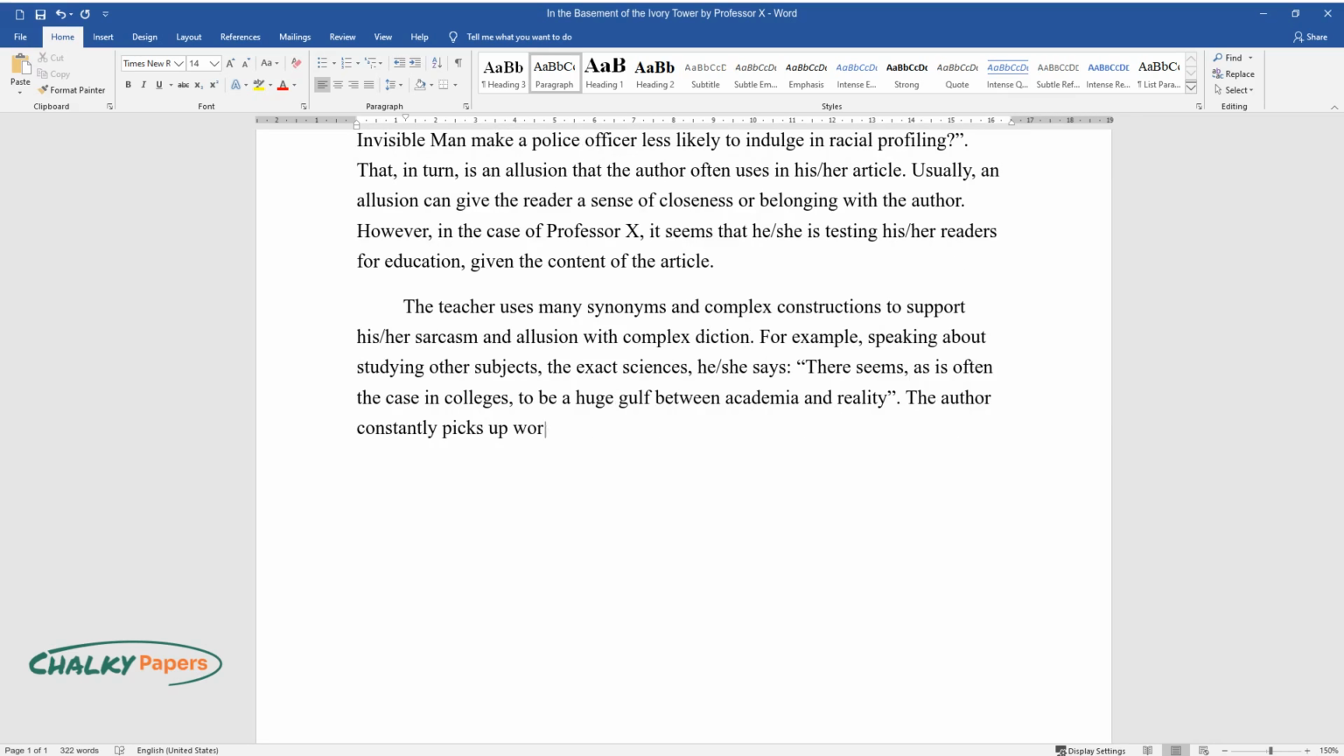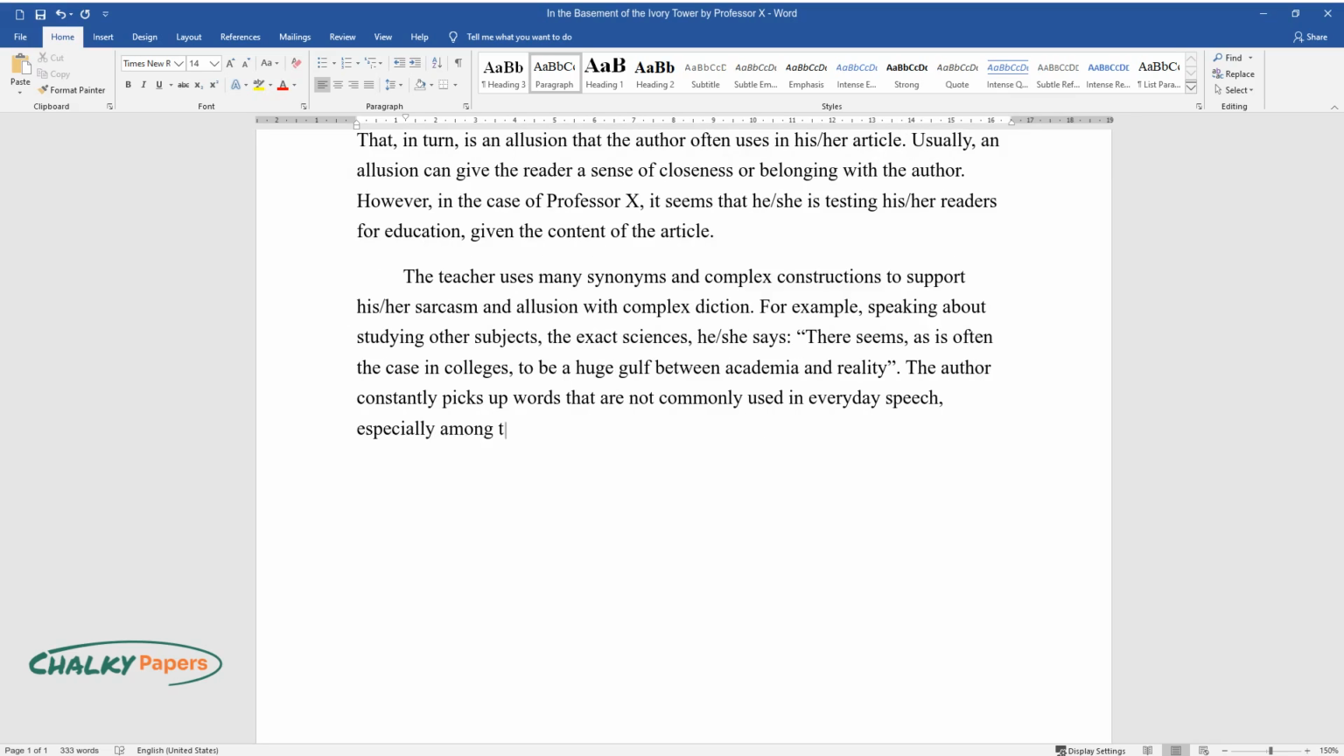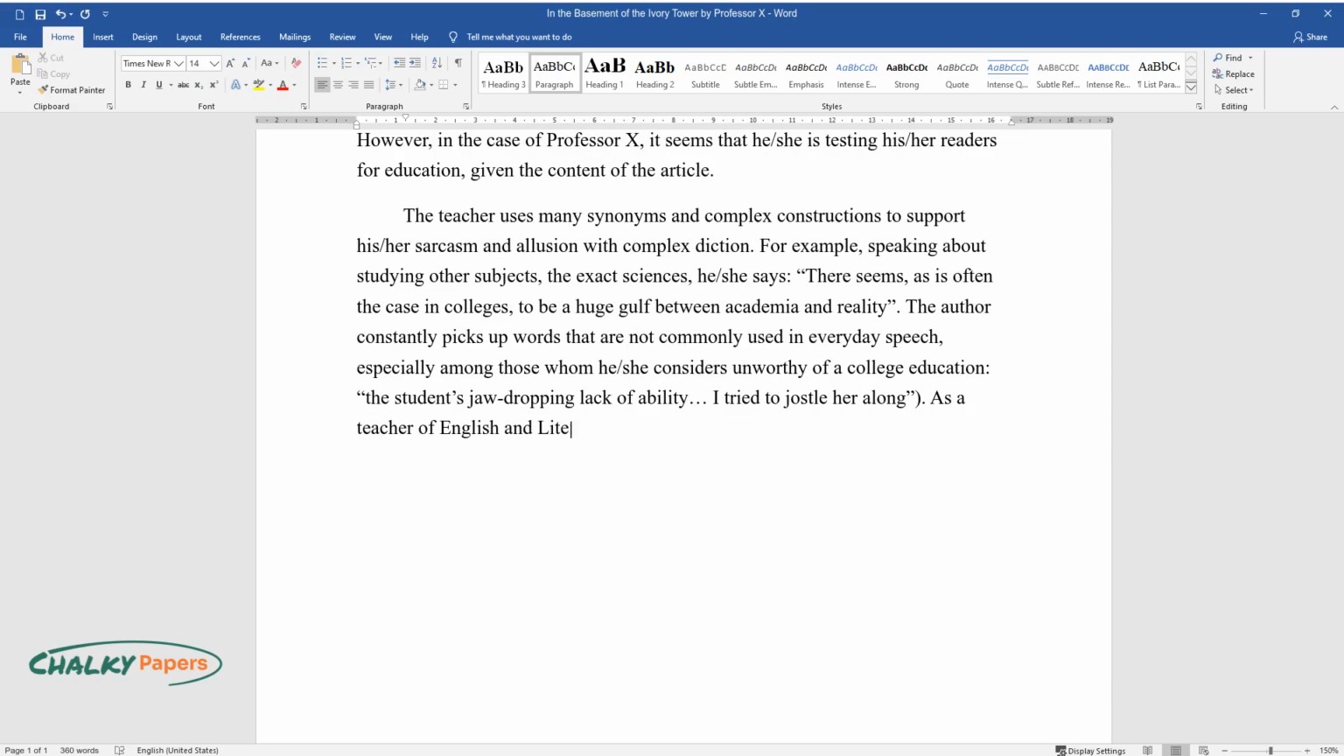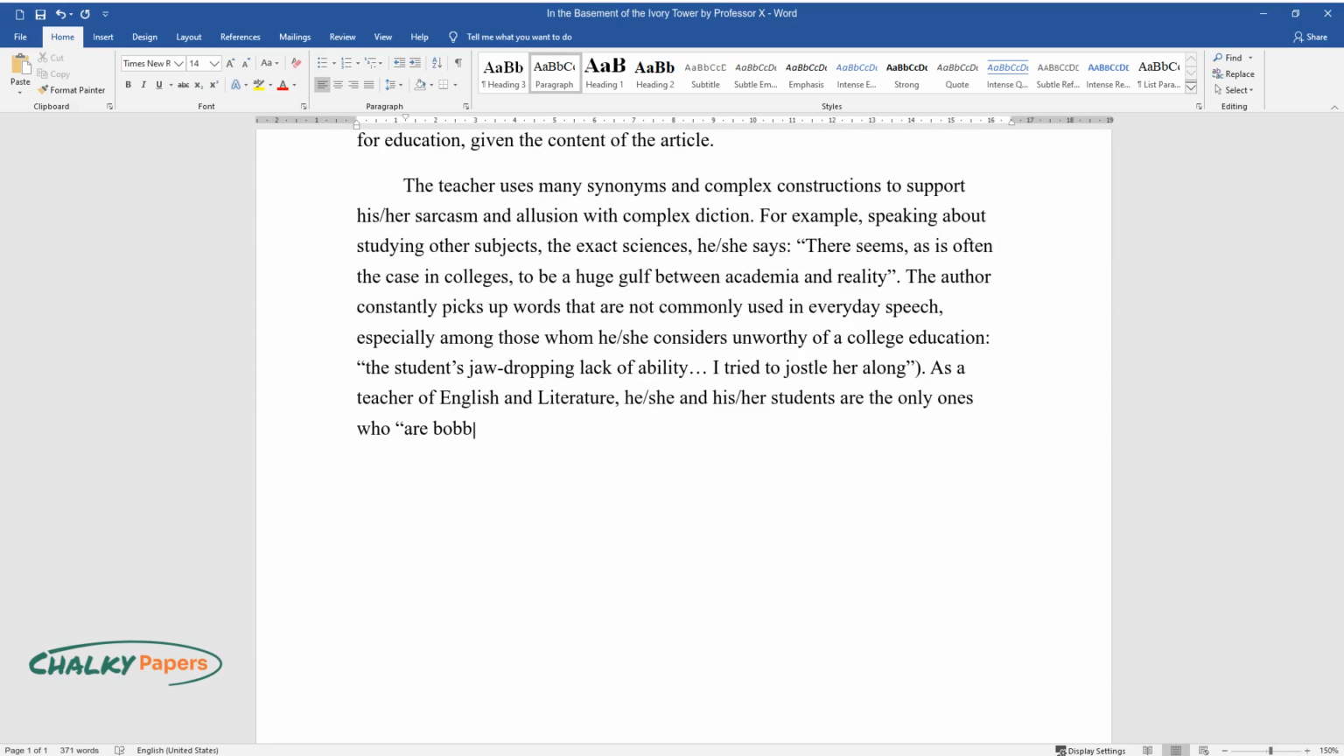The author constantly picks up words that are not commonly used in everyday speech, especially among those whom she considers unworthy of a college education: "the student's jaw-dropping lack of ability," "I tried to jostle her along." As a teacher of English and literature, she and her students are the only ones who are "bobbing up and down in a great wave of societal forces."